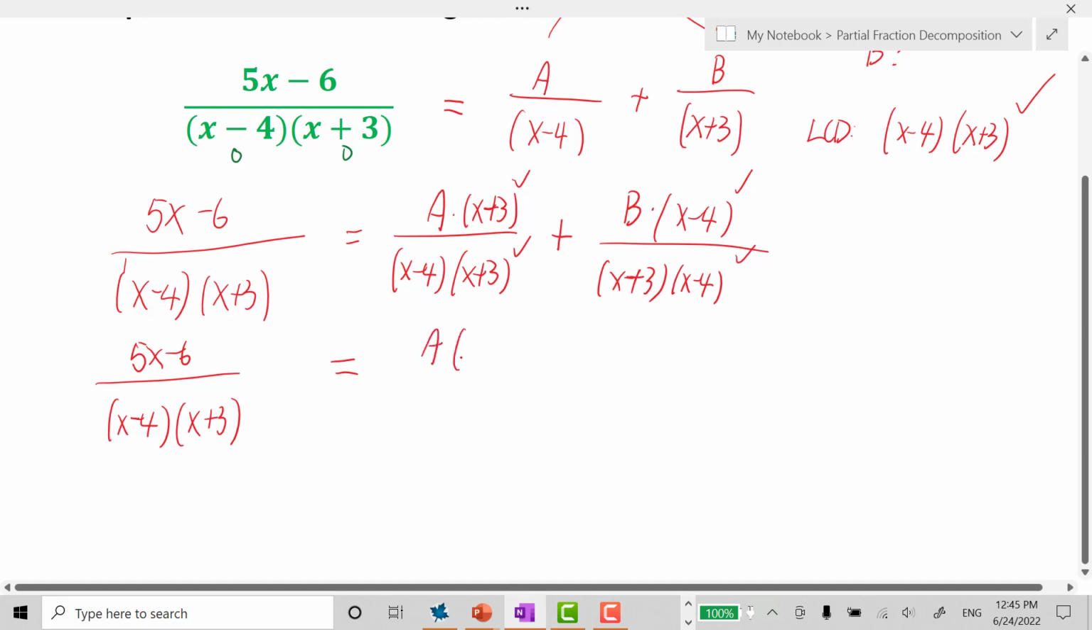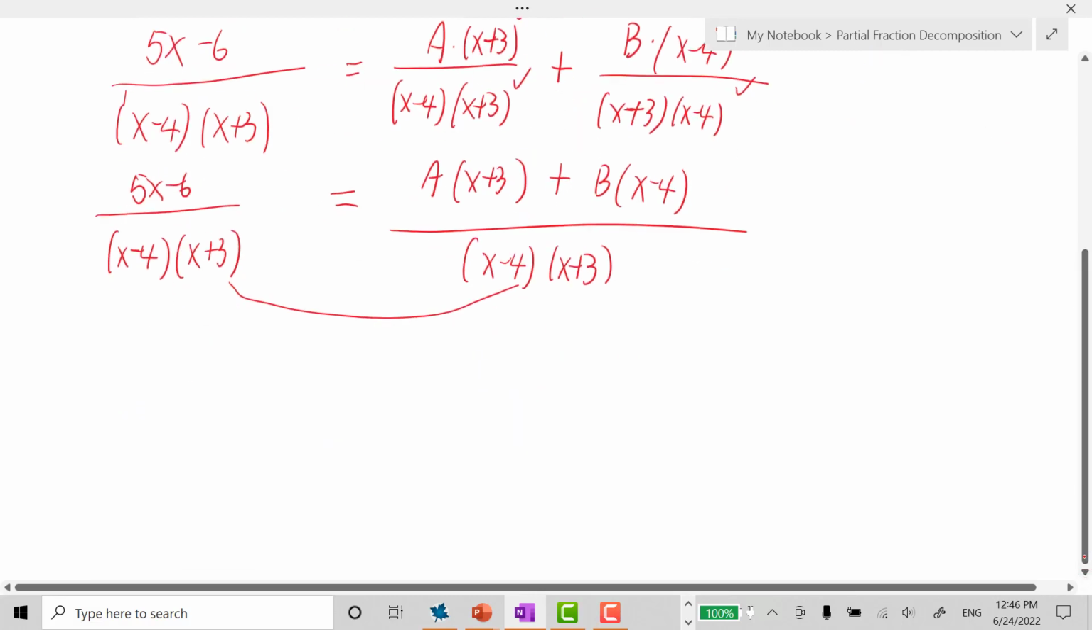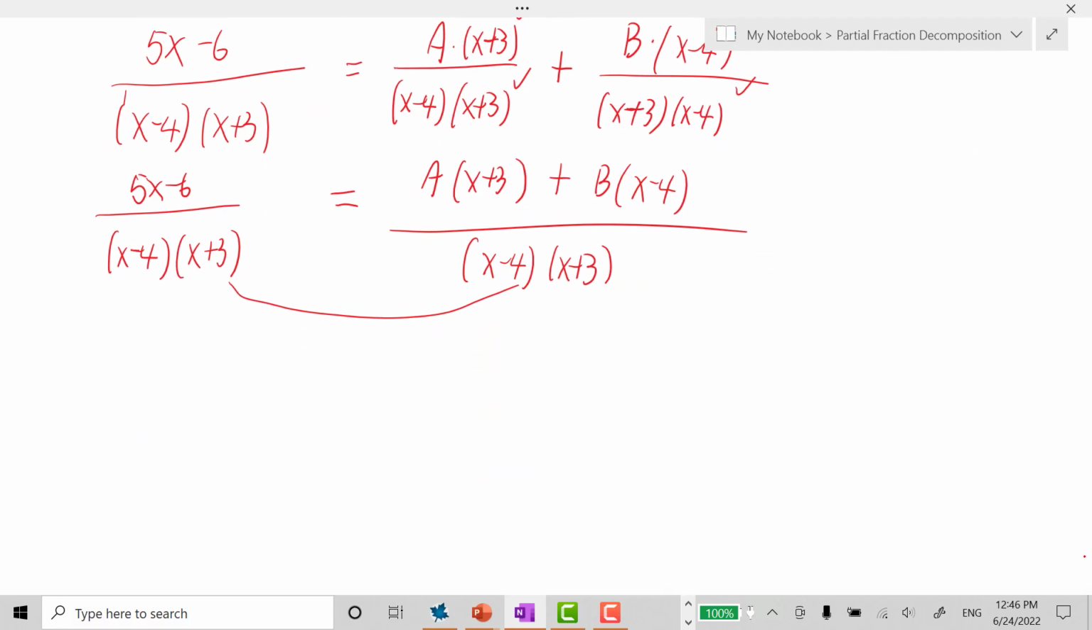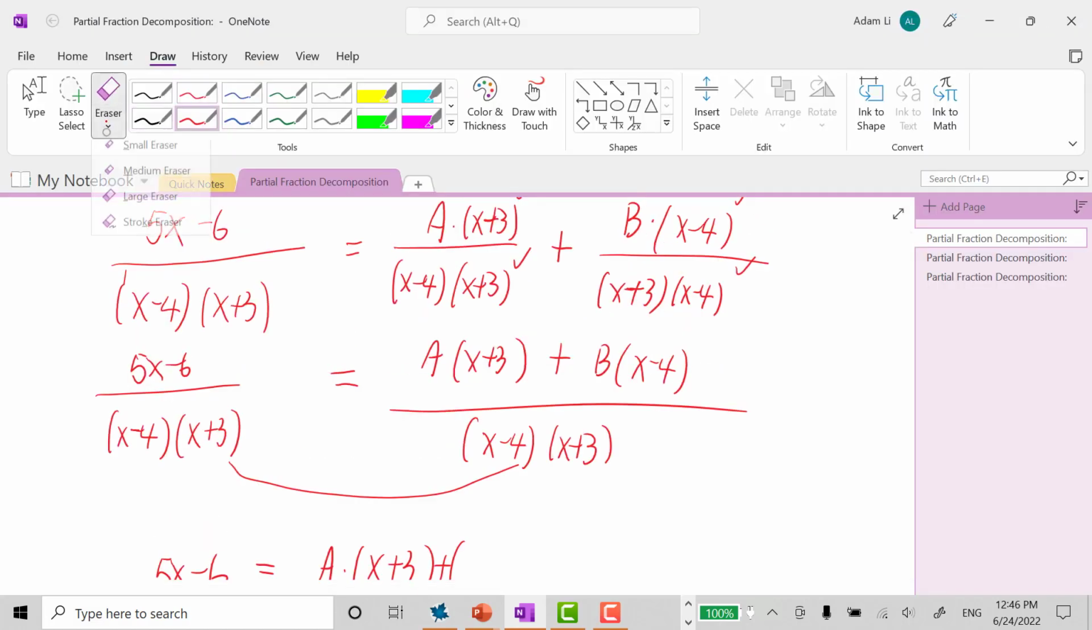Okay, so we get a times (x plus 3) plus b times (x minus 4). The denominator will be the same, it's x minus 4, x plus 3. Now, if you look at it, we have the same denominator. So that means when we have two fractions on the left-hand side and right-hand side, and the denominators are the same, then the numerators must be the same. That means 5x minus 6 must be equal to a times (x plus 3) plus b times (x minus 4).